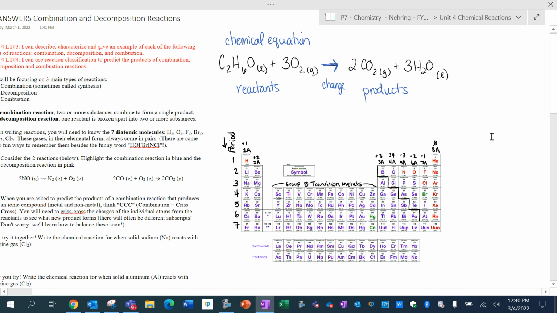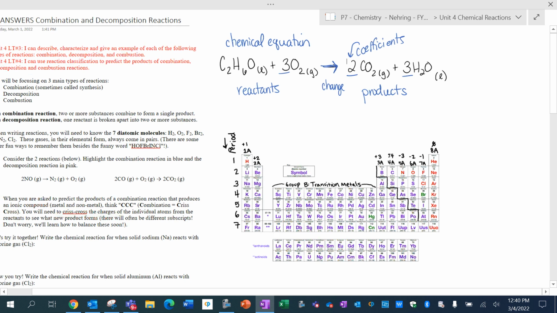These numbers out in front are called coefficients. We'll talk more about how to determine what those should be later on when we go over balancing chemical equations. But what we're going to focus on today is not what the coefficients should be, but identifying certain types of reactions and predicting what the product should be of those types of reactions. Coefficients we will deal with later on.